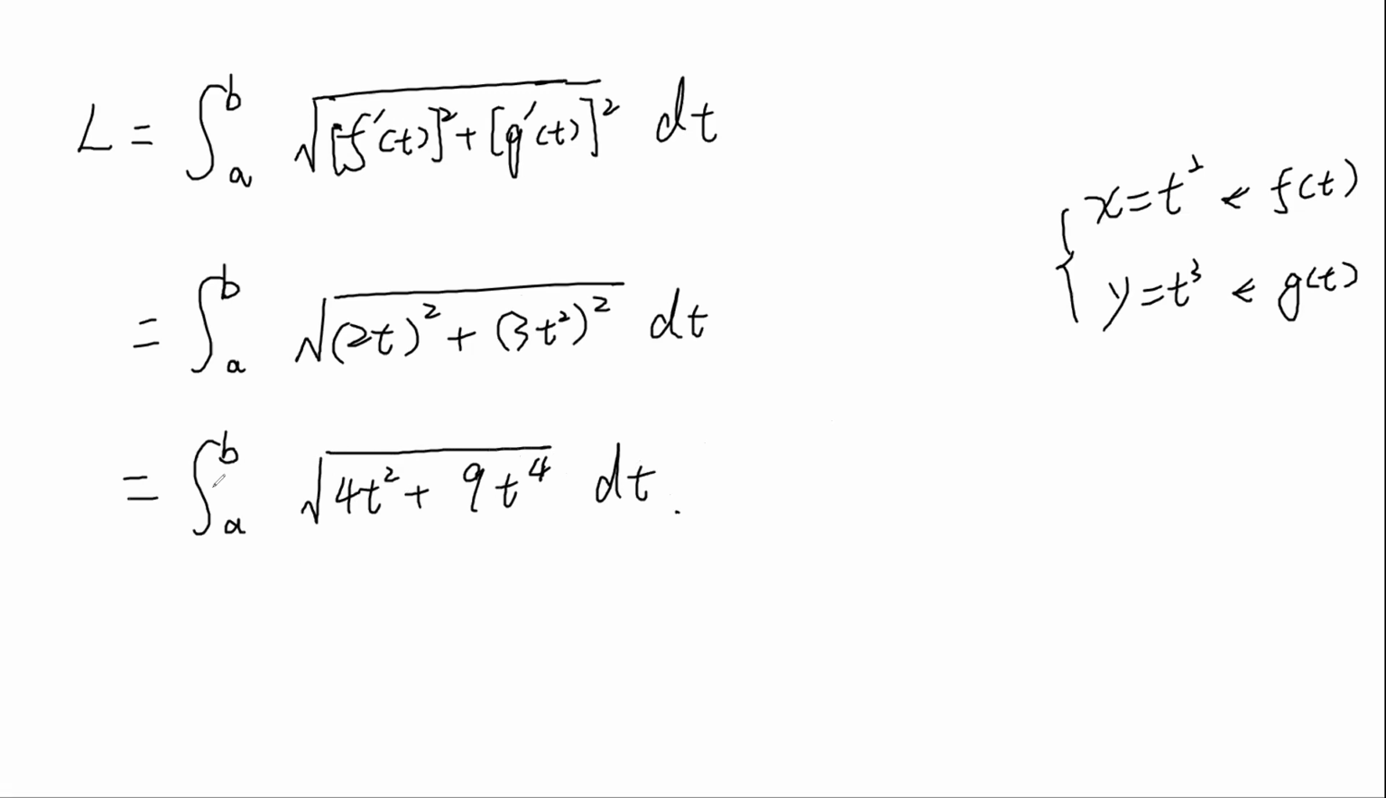The question is, how can we find the bounds a and b? So we know this curve starts at (1, 1). We want to find the length of the curve between the points, with (1, 1) being what we can call our starting point or initial point.